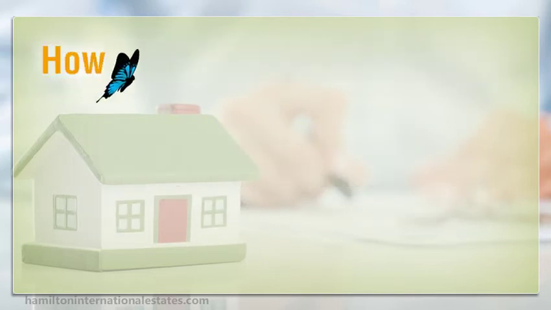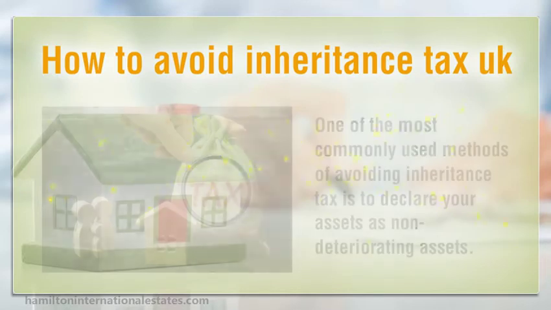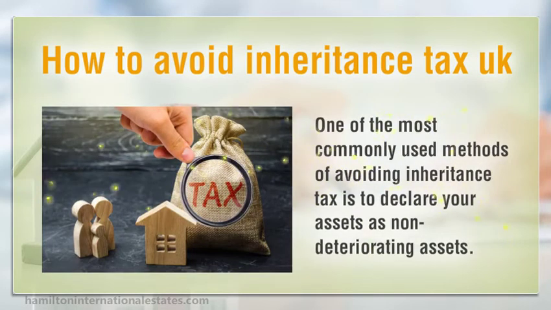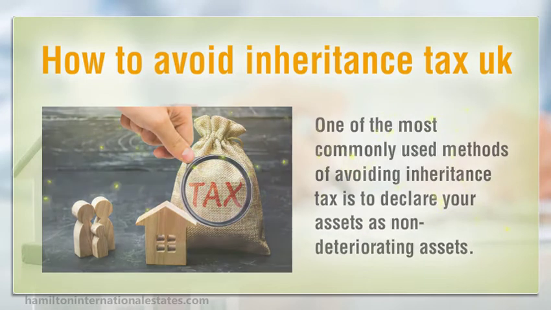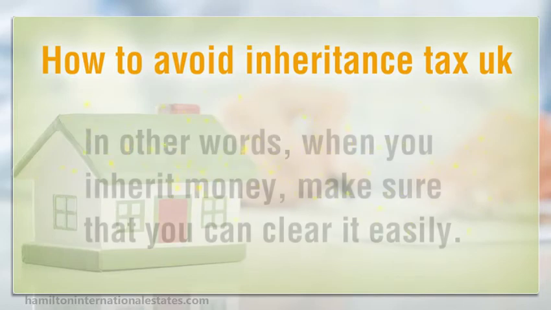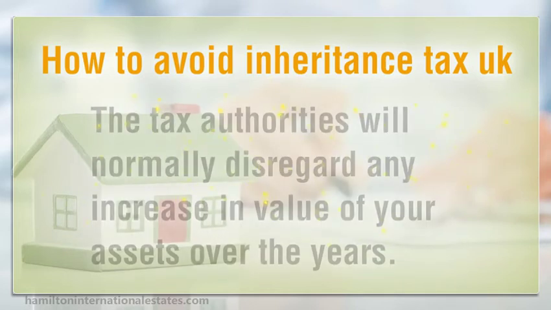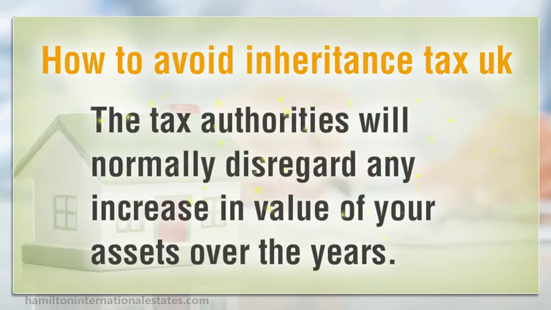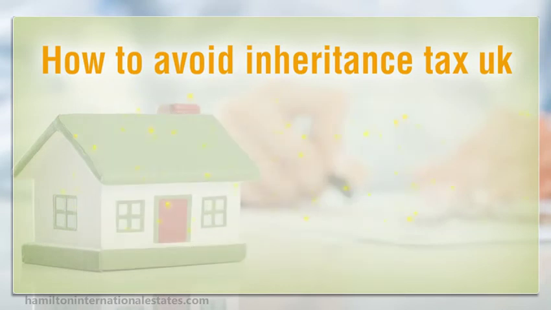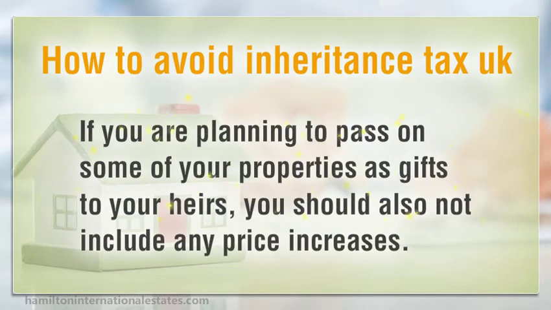How to avoid inheritance tax UK. One of the most commonly used methods of avoiding inheritance tax is to declare your assets as non-deteriorating assets. In other words, when you inherit money, make sure that you can clear it easily. The tax authorities will normally disregard any increase in value of your assets over the years. If you are planning to pass on some of your properties as gifts to your heirs, you should also not include any price increases.